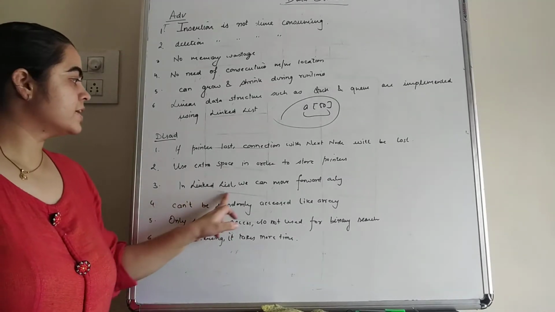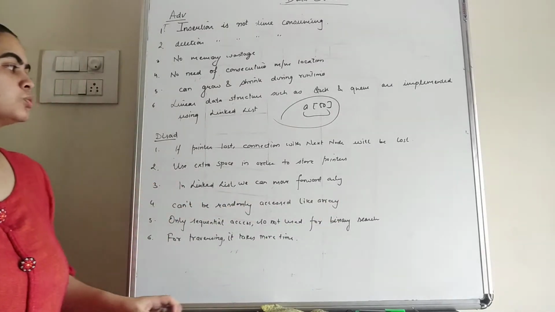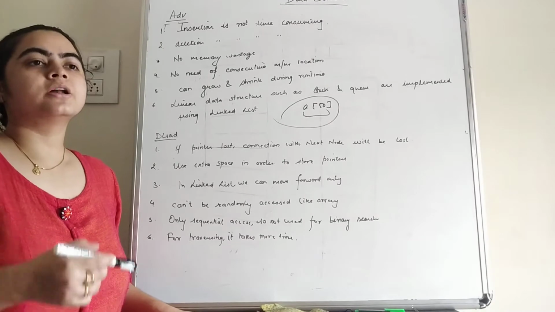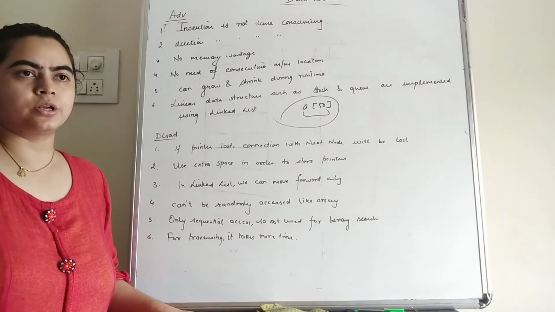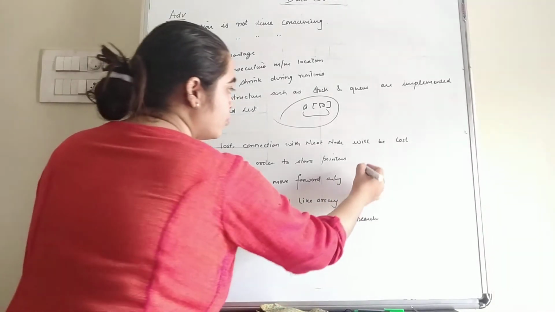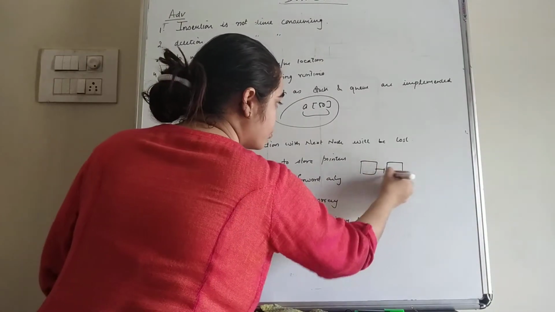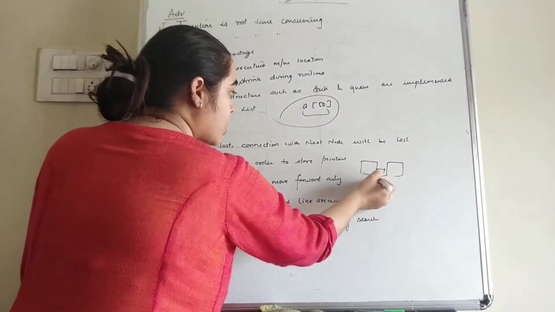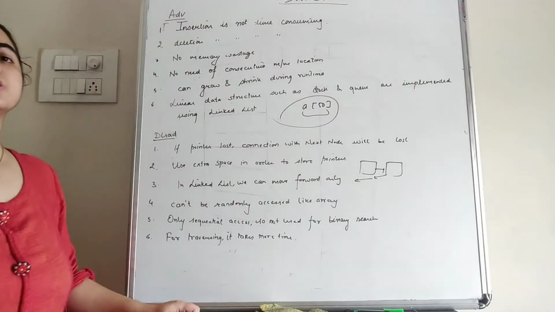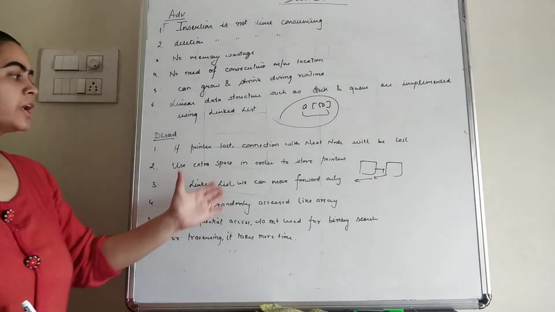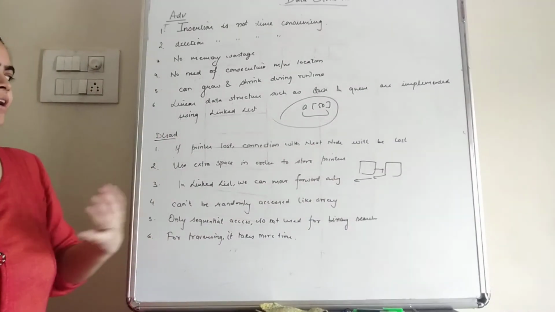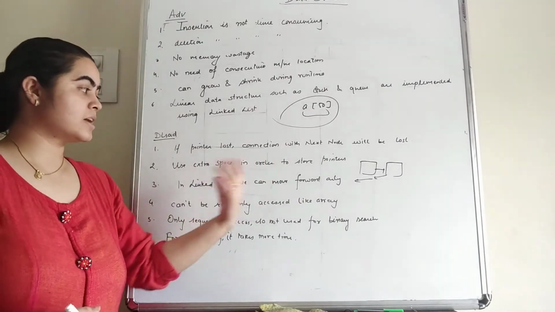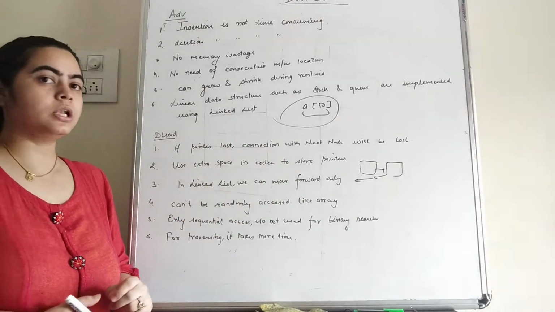Next is in linked list we can move forward only. See students, in a linked list there is only one pointer. That pointer can point to the next node only. So that means we can move from one node to the next node in the forward direction, but there are no chances to come backward, means to the previous node. So we can only move forward, but backward traversal is not possible in case of the linked list.